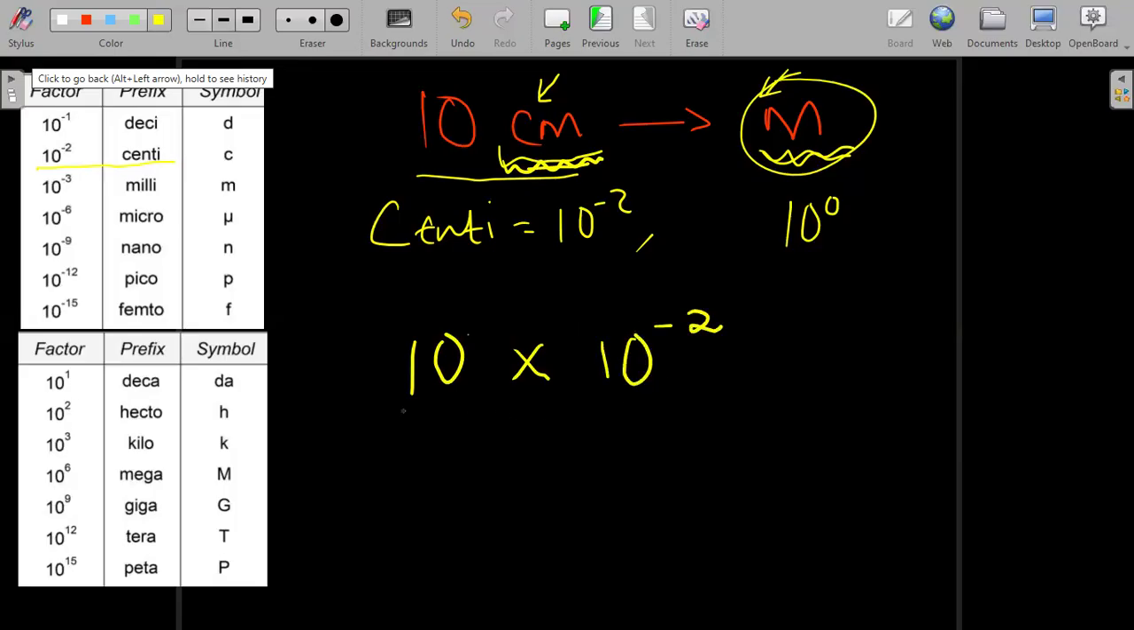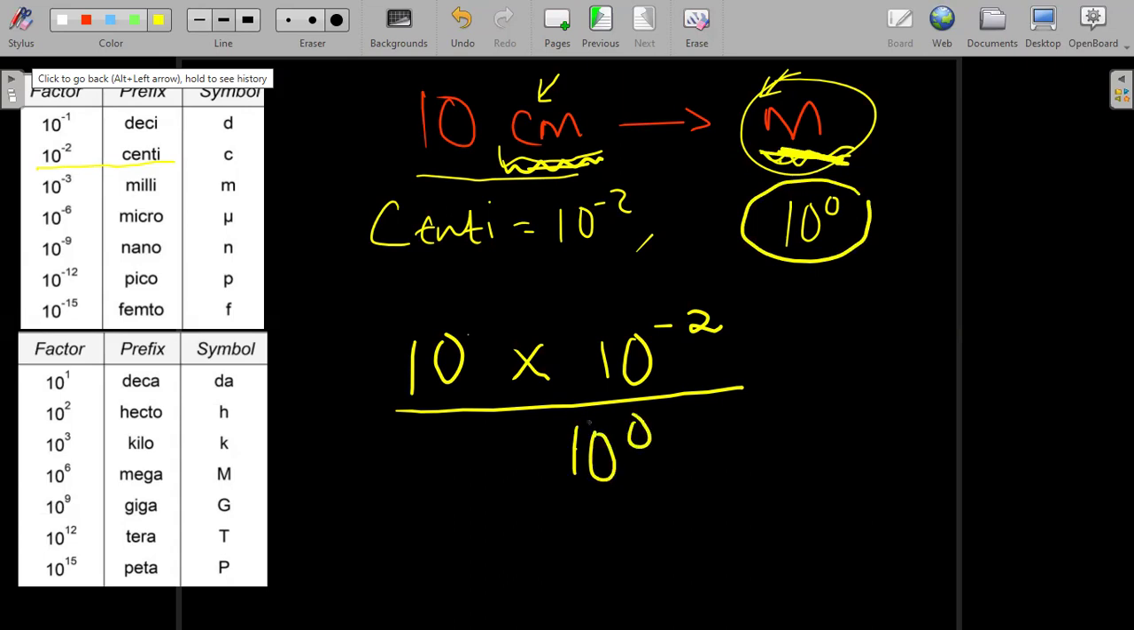Then you are going to divide this expression by the value of the prefix where you are going. We are moving from centimeters to meters, so we're going to divide by 10 to the power 0, since meters do not have a prefix. So I'm going to say 10 to the power 0 like that.